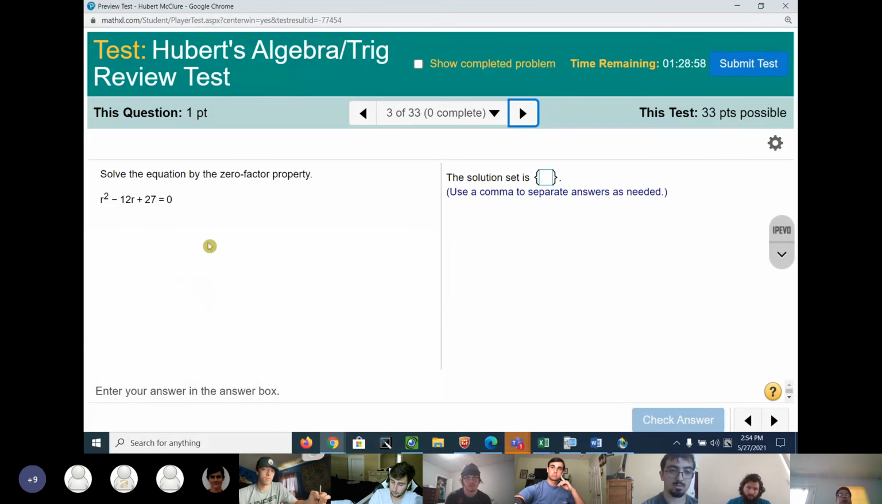You could use, I think you could use factoring. 3 and 9 will give you a 12. You can use factoring. Or you could just skip it and not do it. That's the best thing to do.